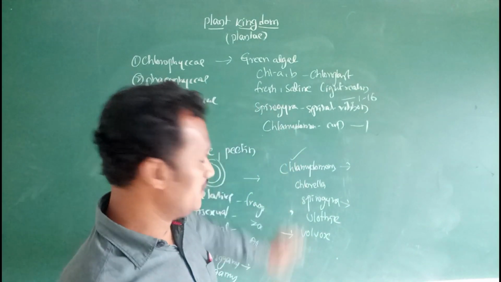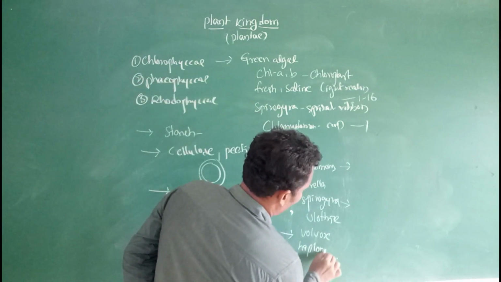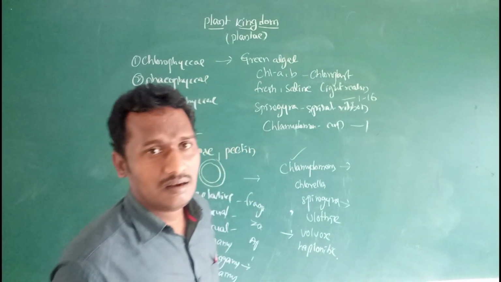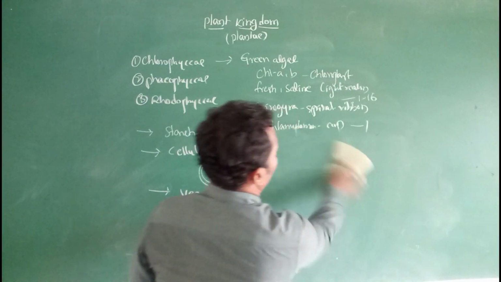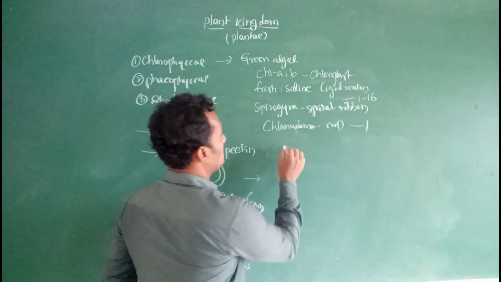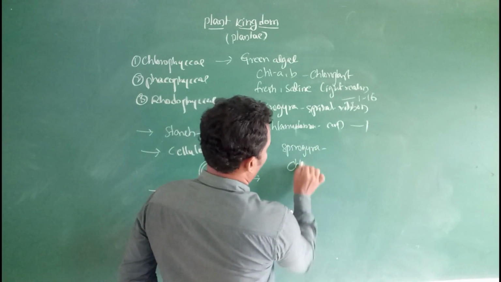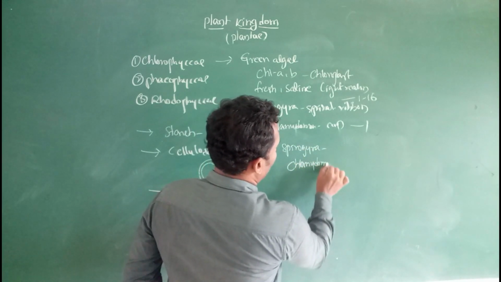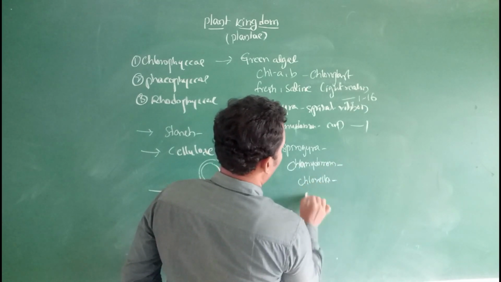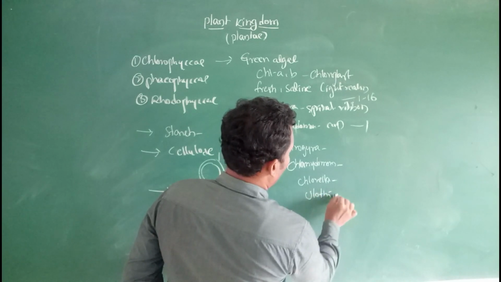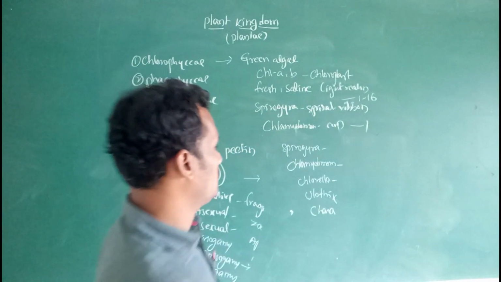In chlorophyceae members, the life cycle is mostly haplontic. The best examples of these chlorophyceae members are Spirogyra, then Chlamydomonas, Chlorella, Ulothrix, Chara. These are the best examples.